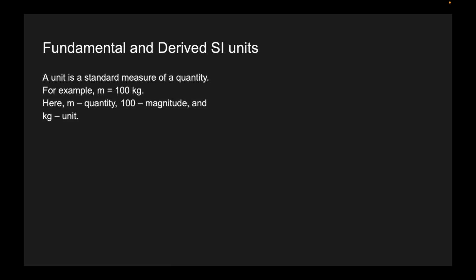As you might already know, there are two types of units in physics, fundamental and derived. First of all, what is a unit? A unit is a standard measure of a quantity. For example, mass equals 100 kilograms. Here, mass is a quantity, 100 is a magnitude, and kilogram is a unit.